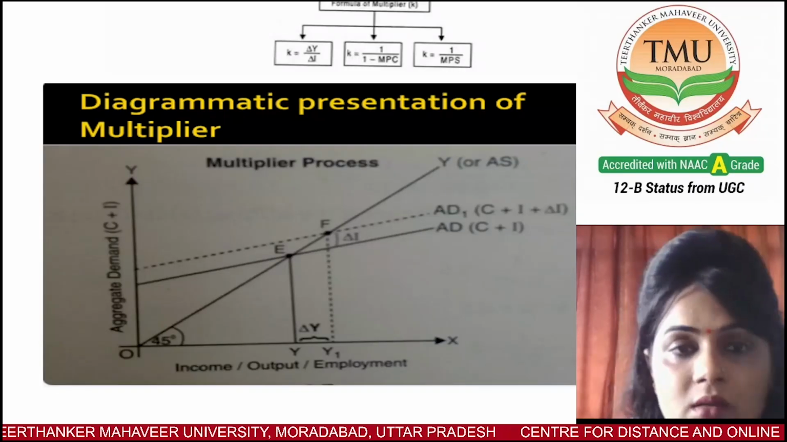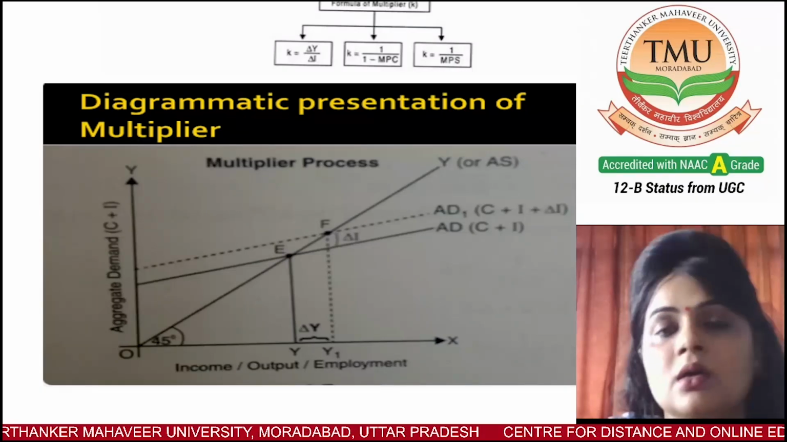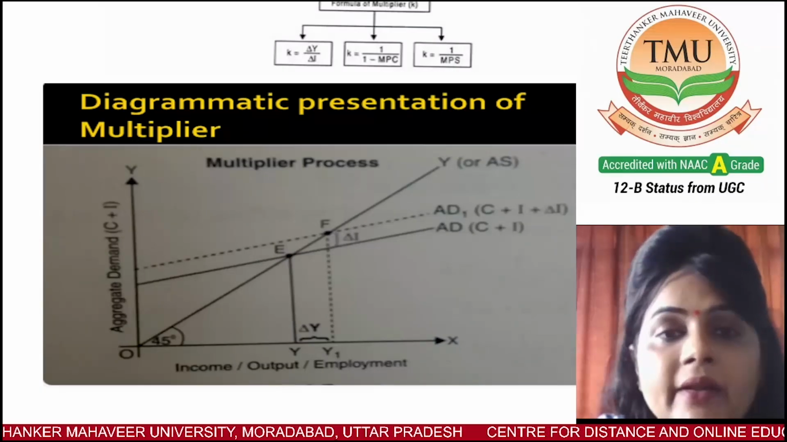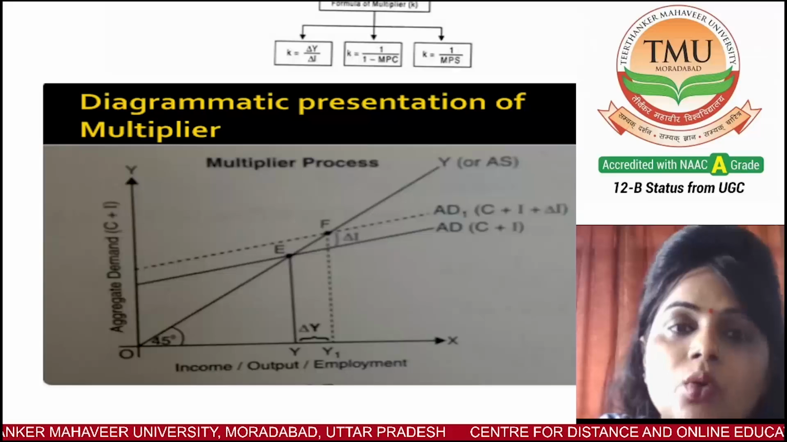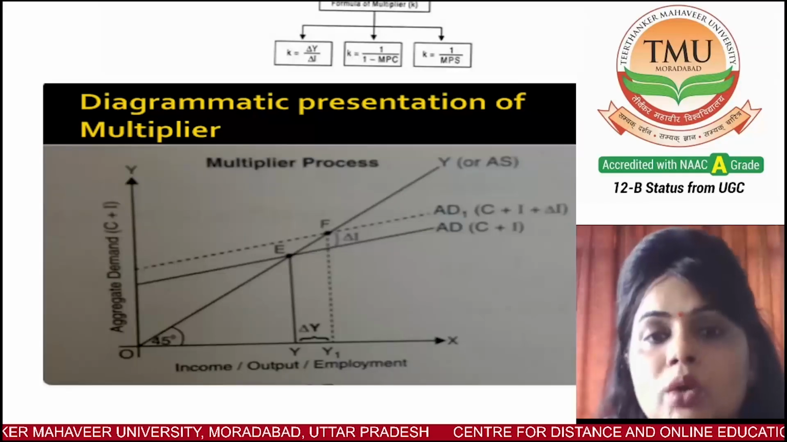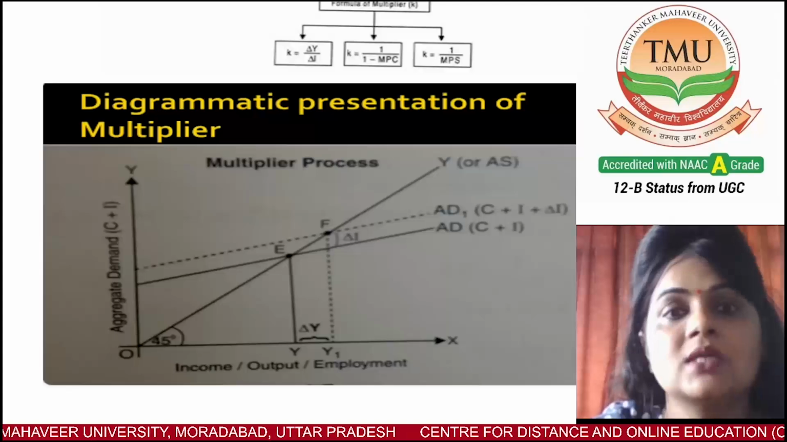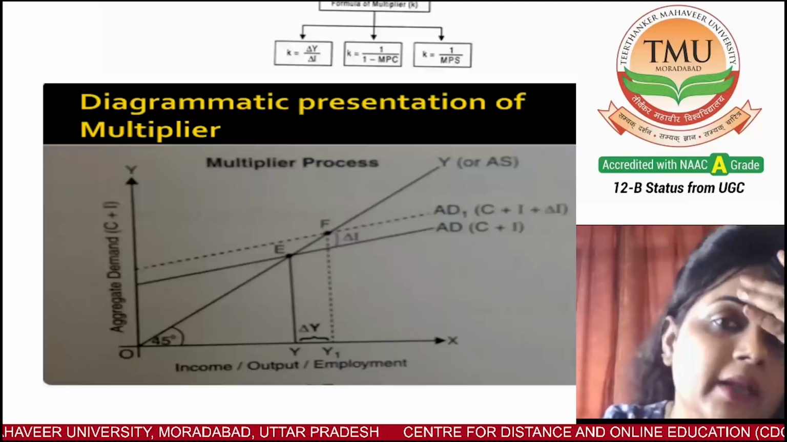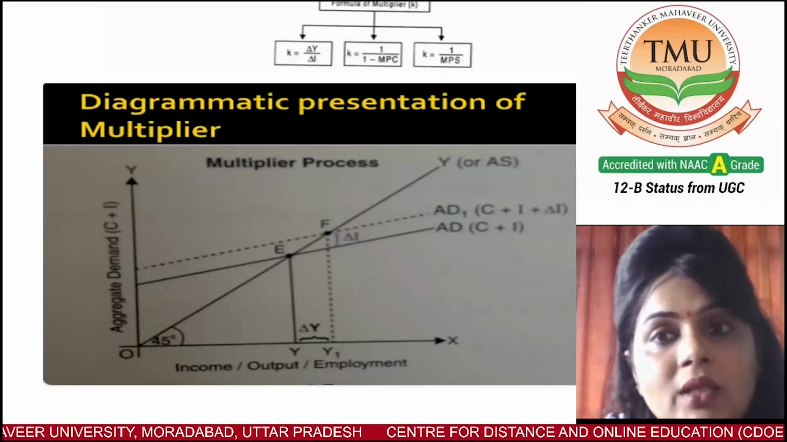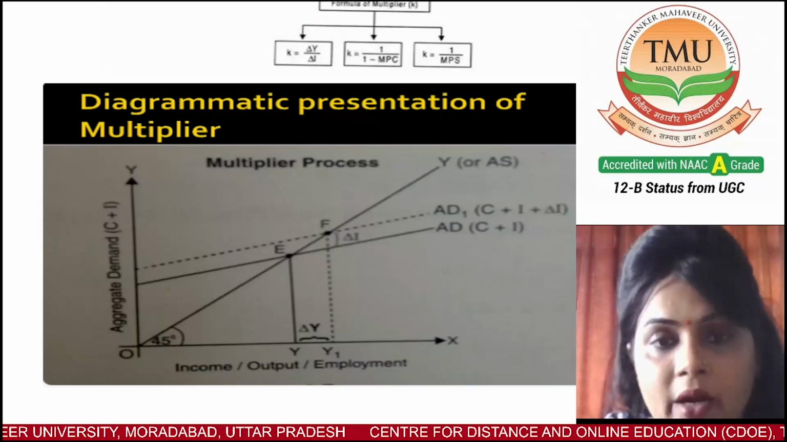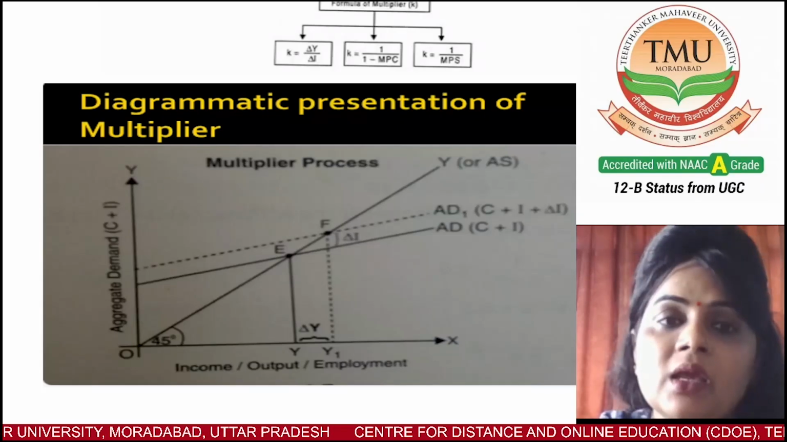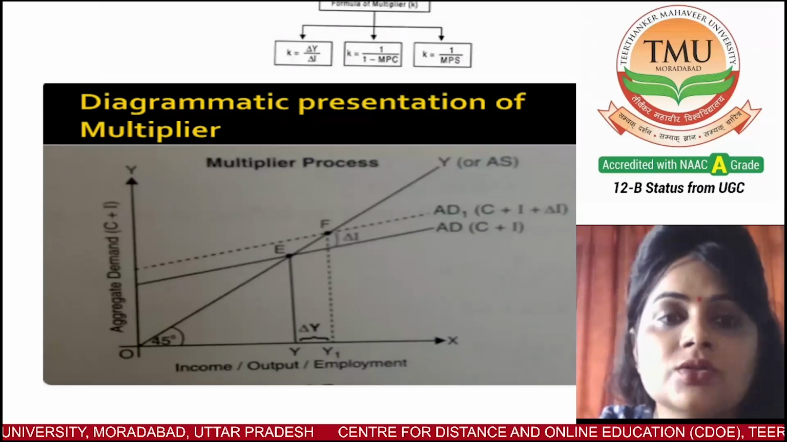It can be calculated that an initial investment of 200 crores results in a total increase of 1000 crore in income. Thus, the multiplier will be delta Y upon delta I, 1000 crore upon 200 crore. The multiplier will be 5.